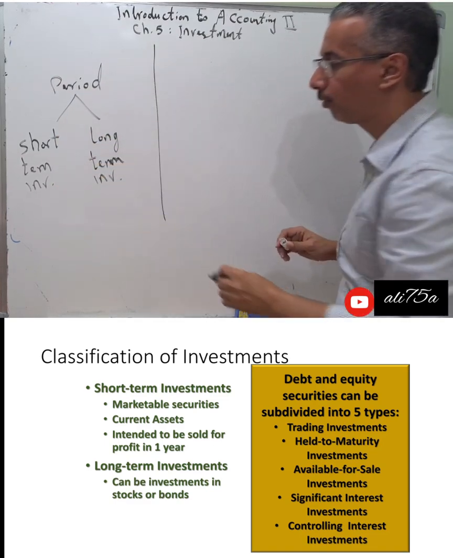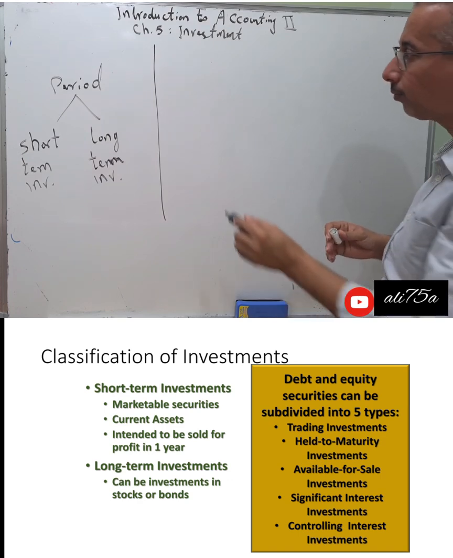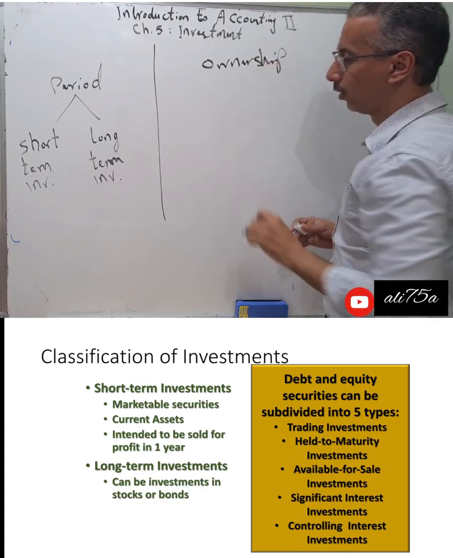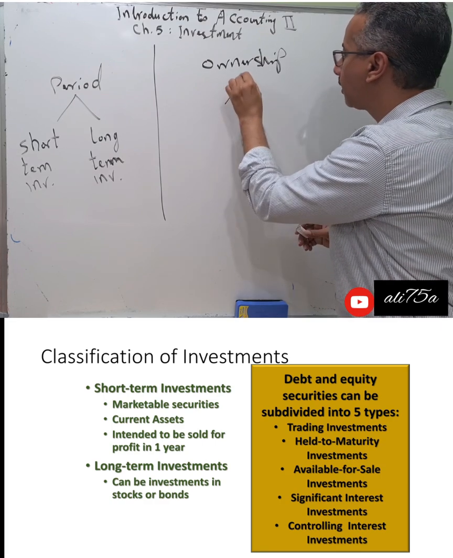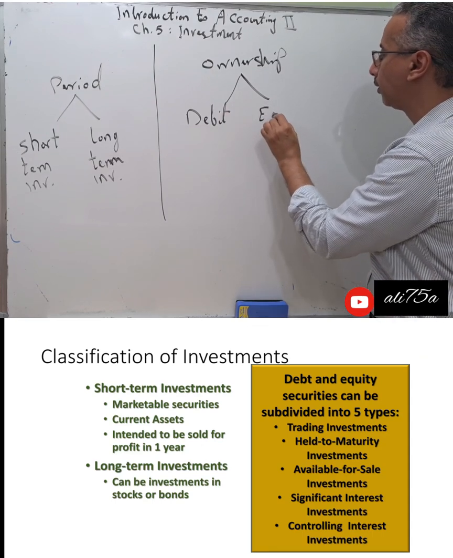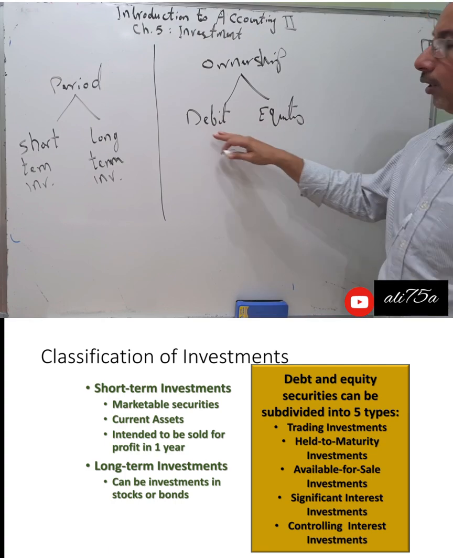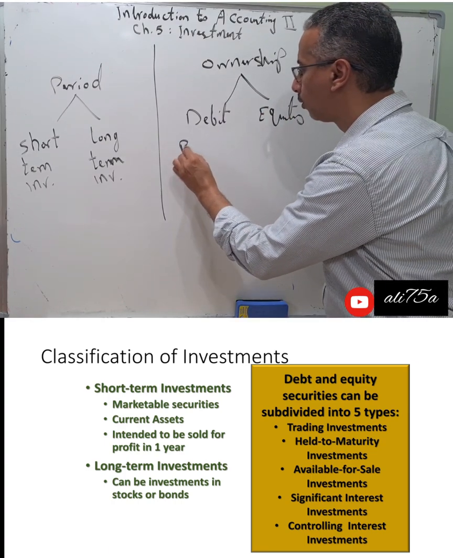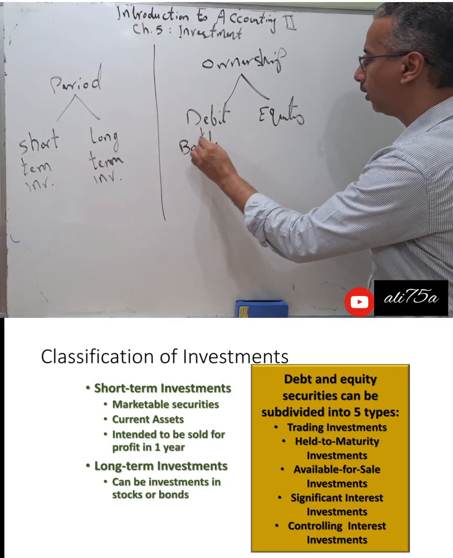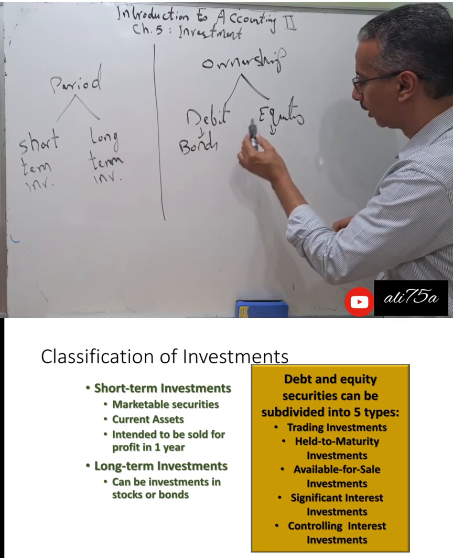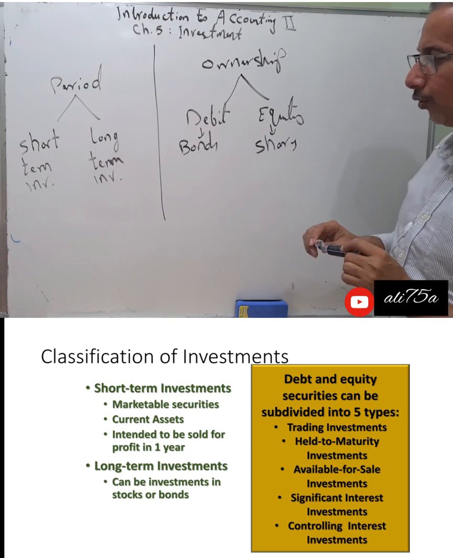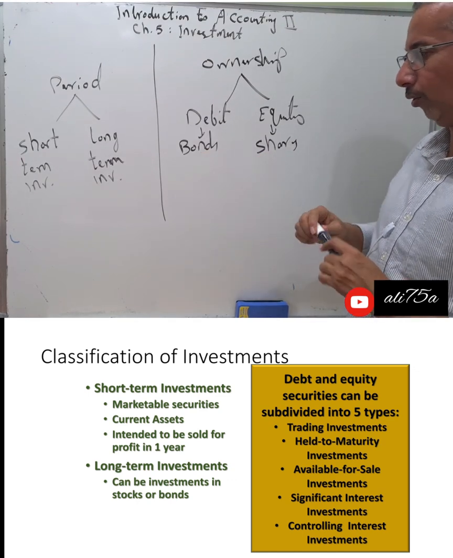We could also classify them from the ownership perspective, whether we own this type of investment or not. Then we classify it as a debt investment or an equity investment. Debt investment has only one type, which is bonds, that we will discuss in this chapter. An equity investment is shares or stock, الأسهم أو السندات, shares or stock.